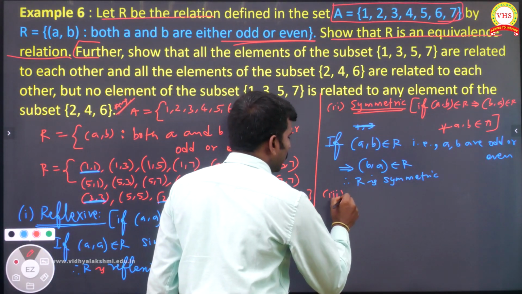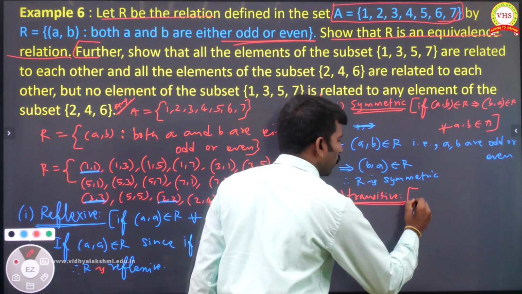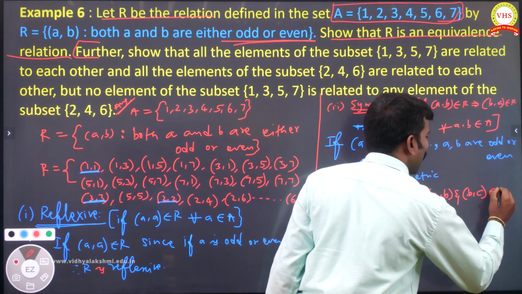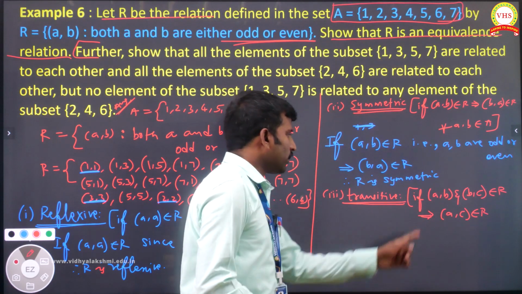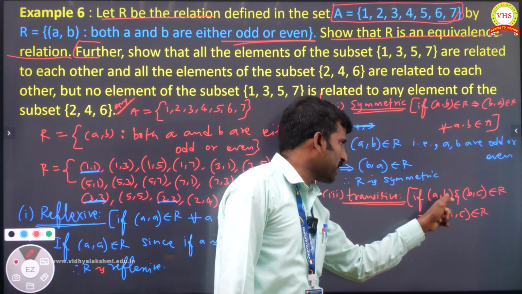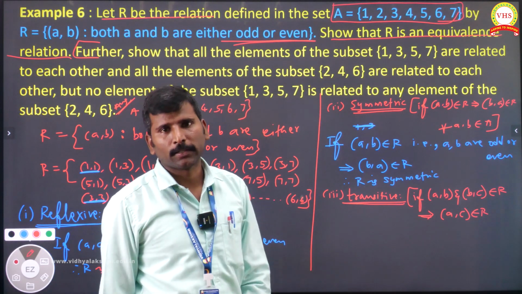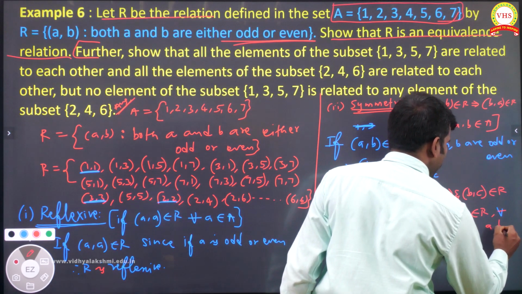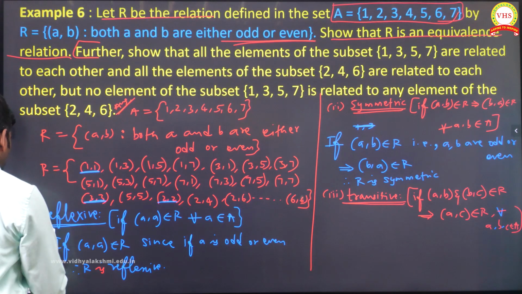Next, third is transitive. Transitive means we have to take 3 terms. If (a, b) and (b, c) belong to R, this implies (a, c) should belong to R. These two you have to take in R. The output: the common term b is there, right? Except that, the first of this and the last of that should be there in R. That should be satisfied. And this is for all a, b, c belongs to A. That you don't forget. This is what the formula says. Now we'll go to the answer.